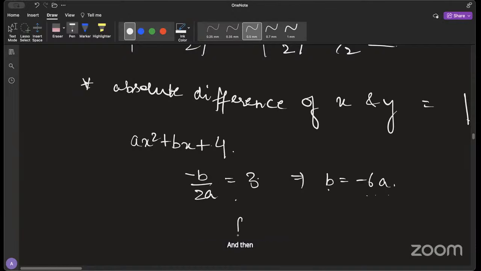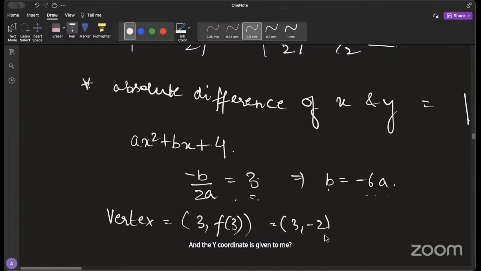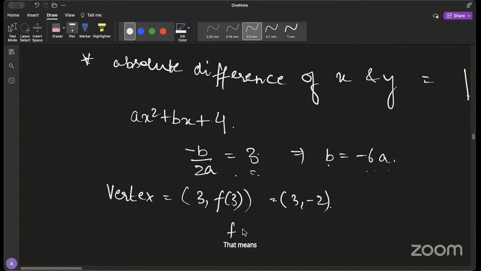And then what you do is you take f of 3 equals. Because how do you find the vertex? The x coordinate of the vertex is 3, right? X coordinate of the vertex is 3. So the y coordinate should be f of 3, right? And the y coordinate is given to be 3 comma minus 2. That means your f of 3 is equal to minus 2.